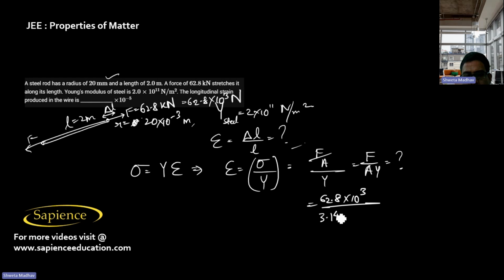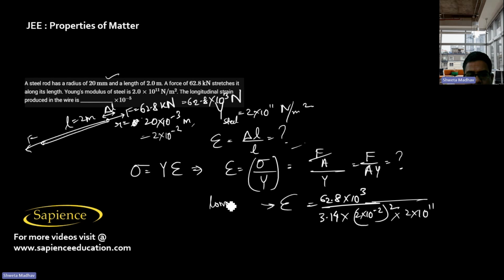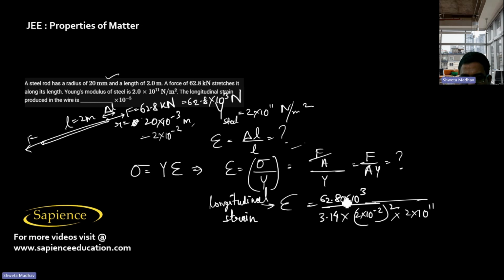That is 3.14 into r square, that is 2 into 10 power minus 2 whole square. Pi r square into Y. Y is 2 into 10 power 11. So this is the longitudinal strain that is produced in the wire. So now this one we can cancel. This is going to cancel.